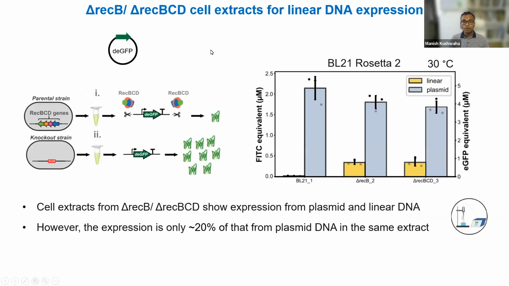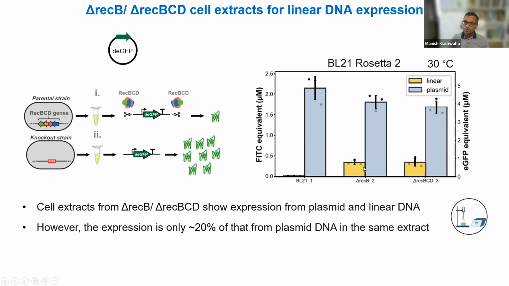We made lysates from these extracts. We optimized the buffers, and then we tested them. So this is the wild type extract, and these are the RECB or RECBCD deleted extracts. And we found that in the wild type, although there was a small amount of expression, the linear DNA was immediately degraded. But in these two deletion mutants, the linear DNA was protected, and it was giving us GFP expression.